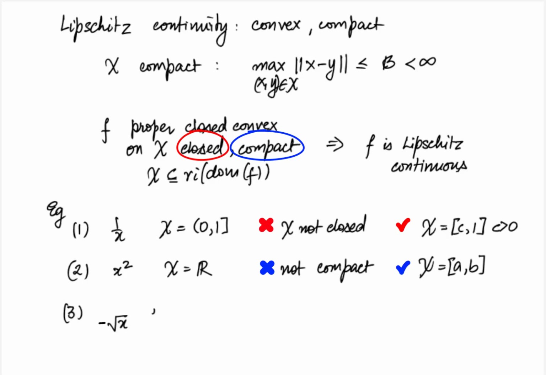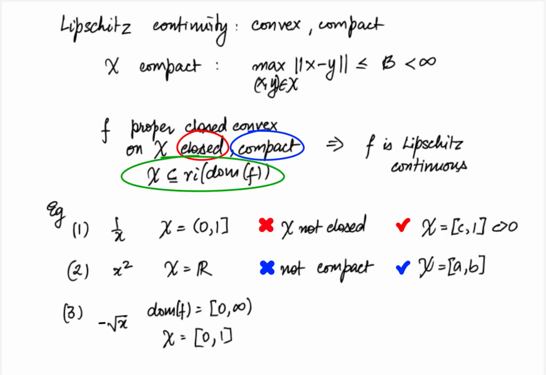Finally, consider minus square root of x with domain 0 to infinity. Then minus square root of x is not Lipschitz continuous over the set X equal to the closed interval [0, 1], because the closed interval [0, 1] is not a subset of the relative interior of the domain of the function, which is from 0 to infinity. But it is Lipschitz continuous over the closed interval [1, 2], which is a subset of the relative interior of the domain of f. Next, let us consider the notion of smoothness.